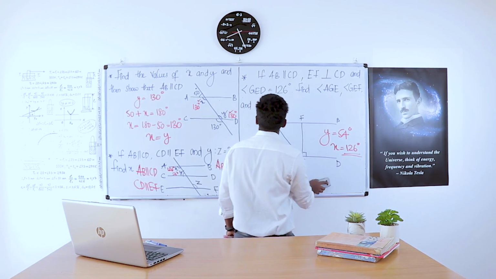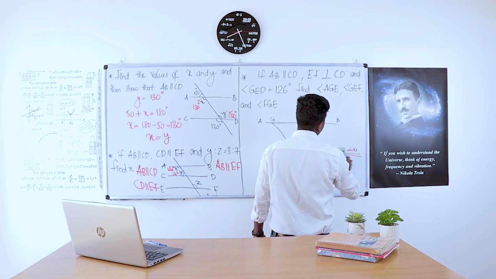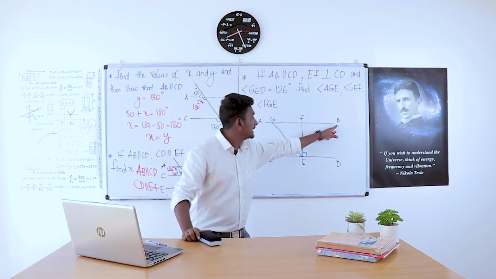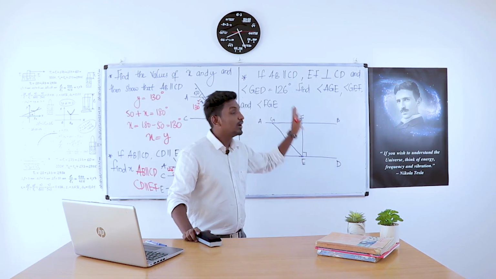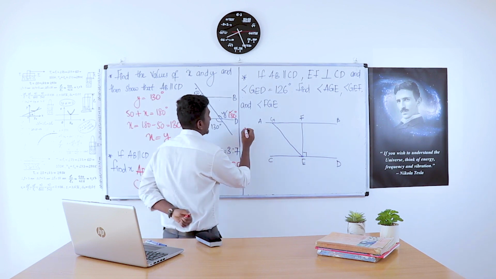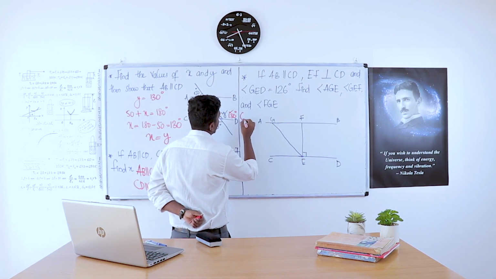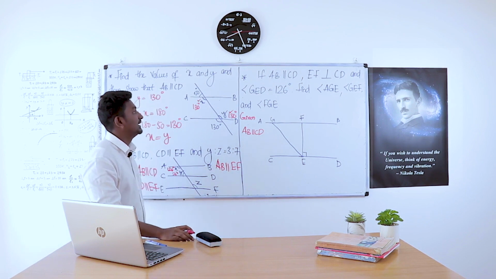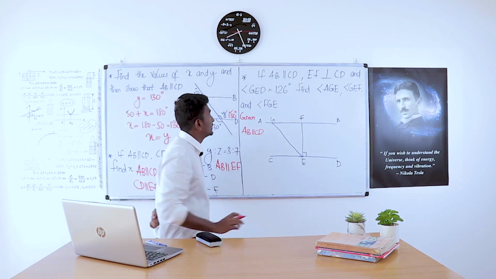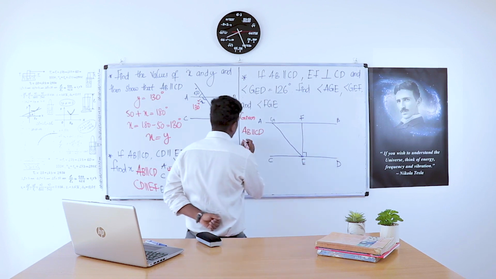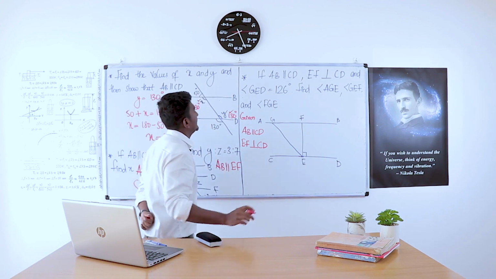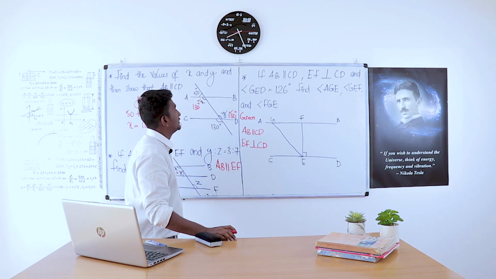The next question is that if AB is parallel to CD, look at the figure. This is AB and this is CD. Already given that AB is parallel to CD. These are the given conditions. And EF is perpendicular to CD. And angle GED is equal to 126 degree.